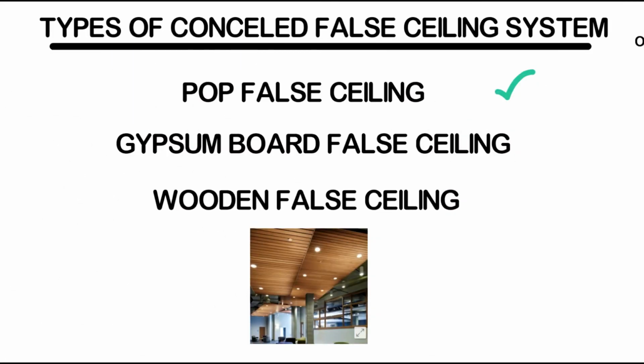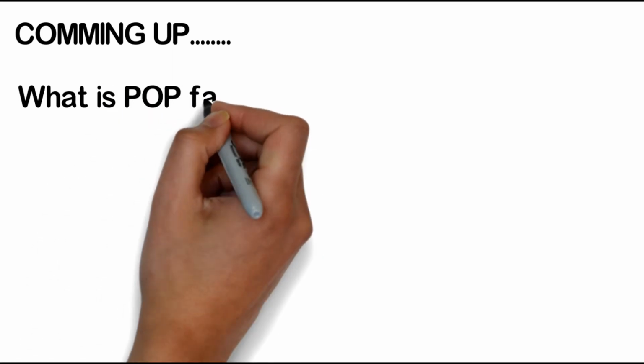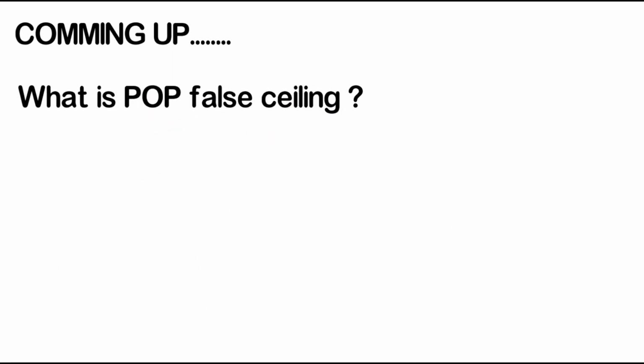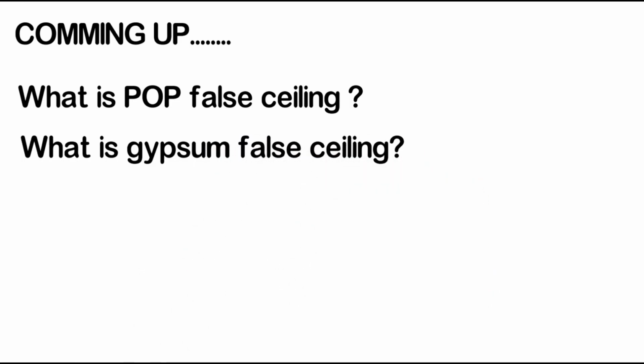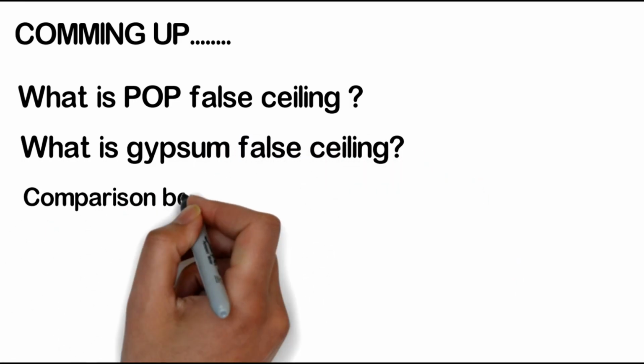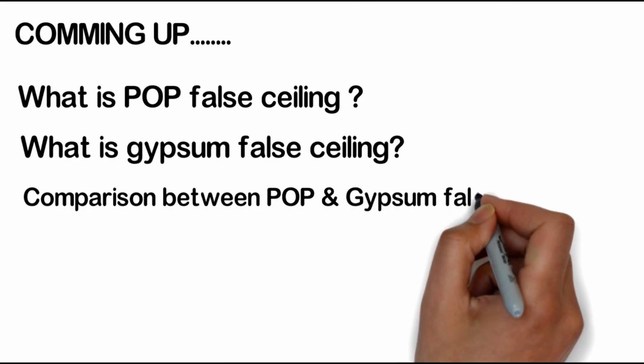There are two types of false ceiling which we commonly use. That is POP false ceiling and gypsum board false ceiling. And we will be coming up with a new video about POP false ceiling and gypsum false ceiling, and what are the pros and cons of POP false ceiling and gypsum board false ceiling.